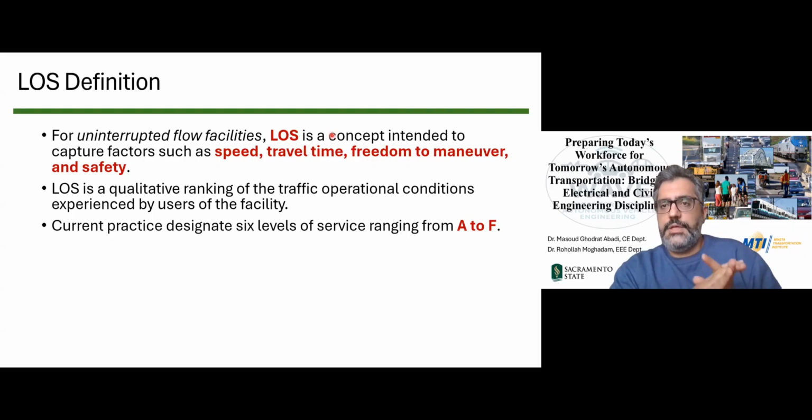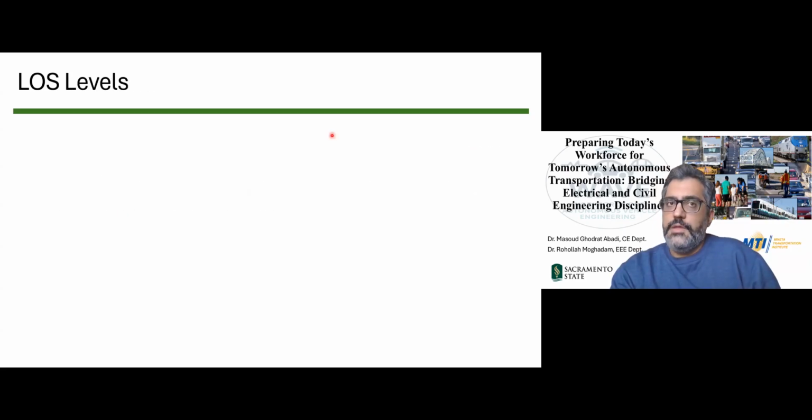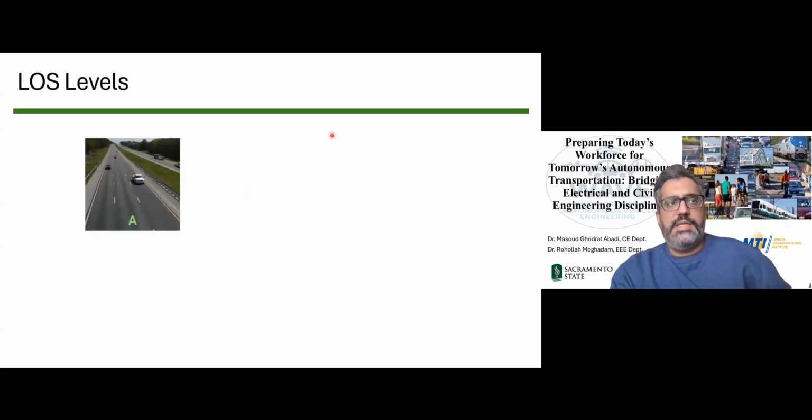In traffic engineering, level of service analysis goes from A to F. A means the system is working at its best condition, and F is the failure of the system. As you can expect, level of service goes somewhere between these two ranges. Let me show you some examples. This is an example of level of service A.